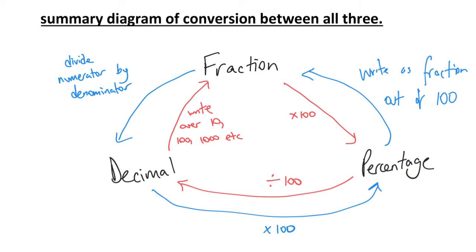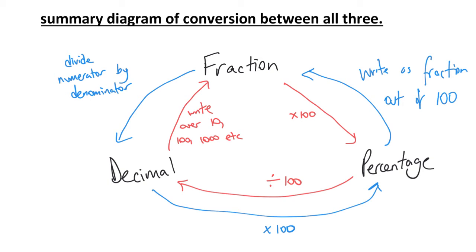A summary diagram then of a conversion between all 3. To get from a fraction to a decimal, so that's just what we've been looking at, what we do is we divide it out. So you divide the numerator, so the top number, by the denominator, the bottom number. To get from a decimal to a percentage, what you do is you multiply by 100. And to get from a percentage to a fraction, you write it as a fraction out of 100.